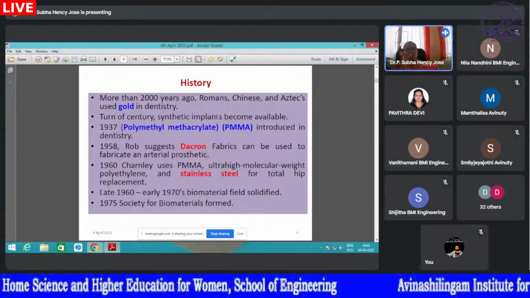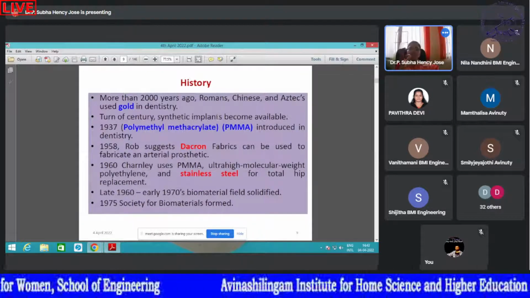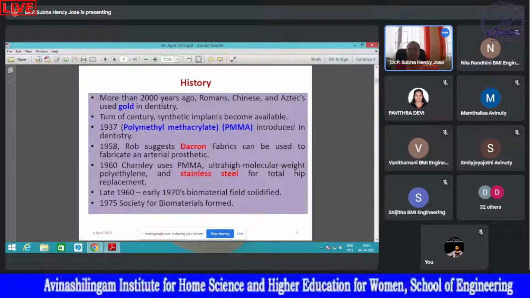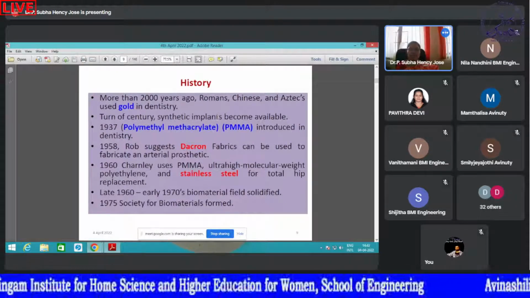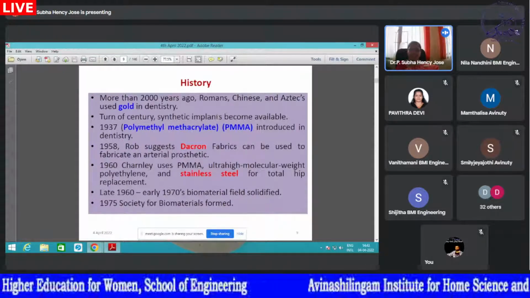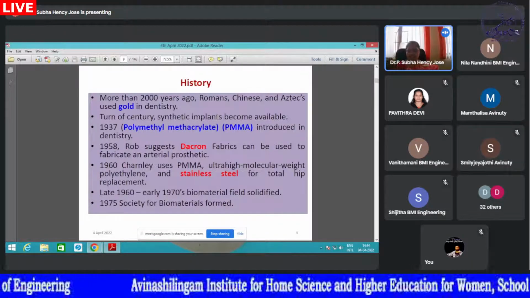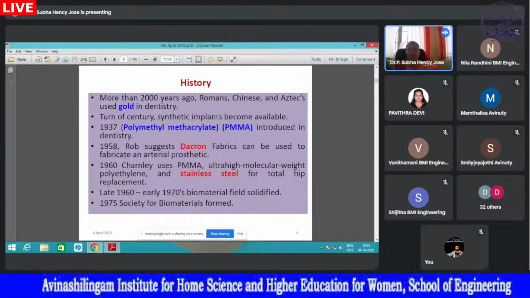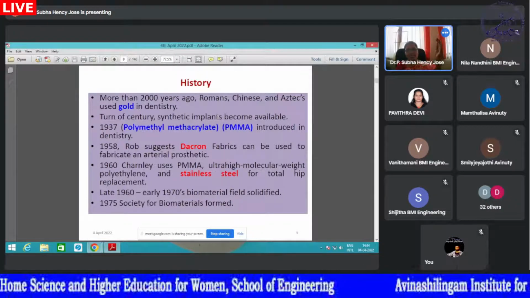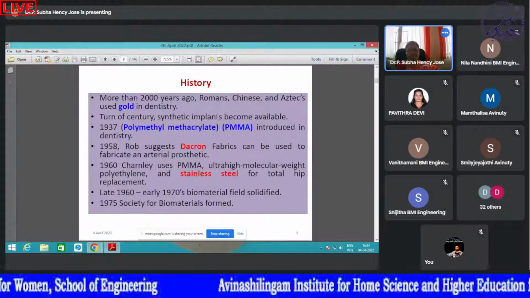Have you heard about that one? Gold. So in those days only gold was used in dentistry, and then as time went on it was replaced by some synthetic implants, and the specially used material was PMMA, that is polymethyl methacrylate, and then Dacron fabrics were introduced, and then stainless steel. We know that for steel implants, if there is any fracture in our body, it will be replaced by stainless steel. That is used for total hip replacement. So likewise, starting with gold in dentistry, it kept on increasing.